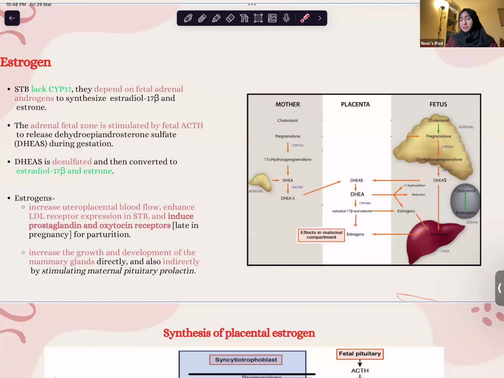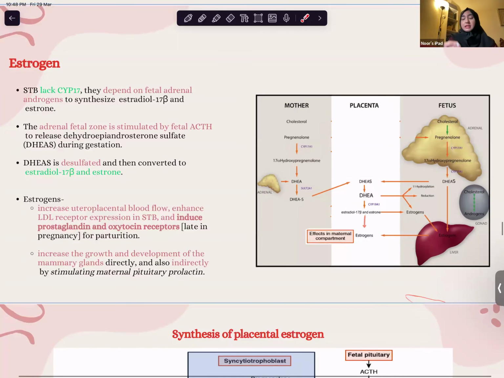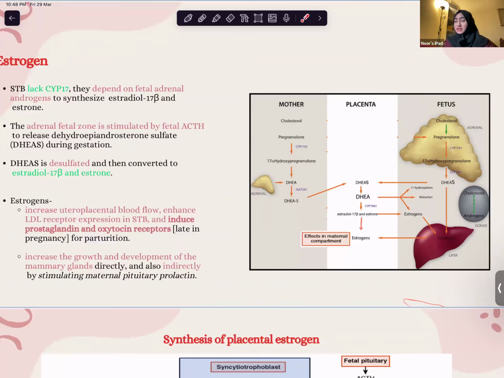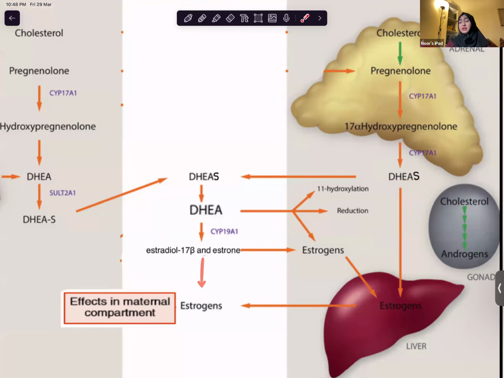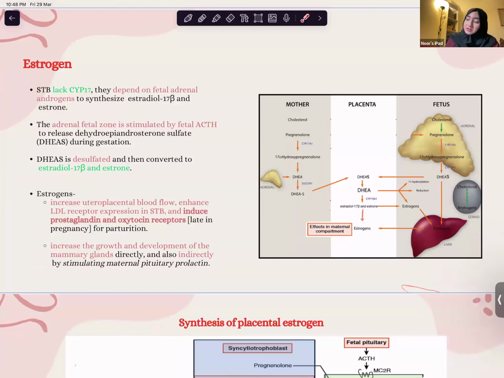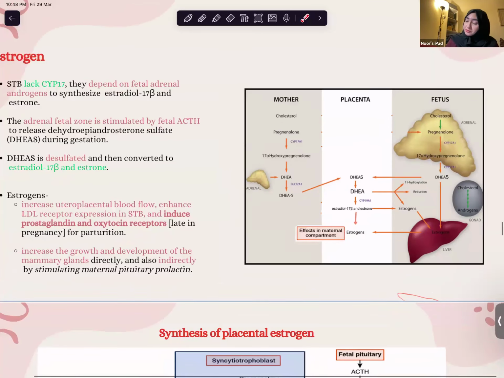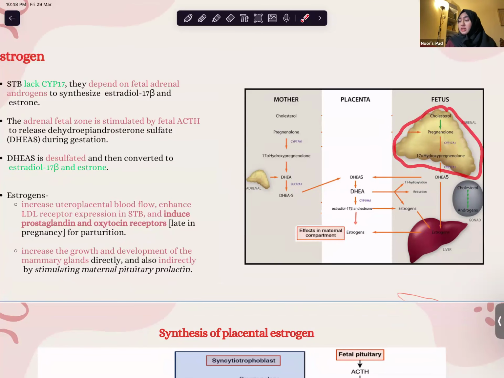Now, talking about estrogen, the syncytial trophoblast in the placenta lacks something called CYP17. CYP17 is basically involved in the production of DHEAS, which is an androgen. So the placenta doesn't have CYP17, right? So it cannot form DHEAS. It means it needs to get this androgen from somewhere. So what happens? The fetal adrenal gland produces an androgen called DHEAS.